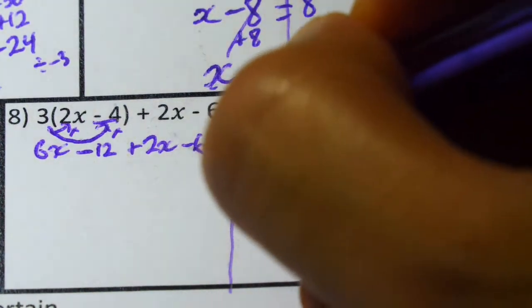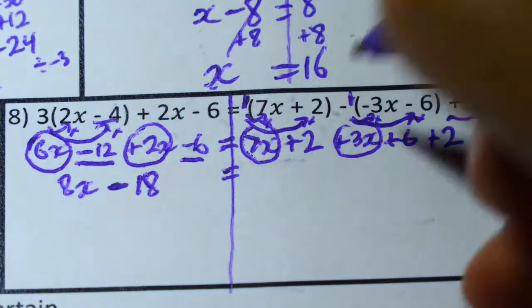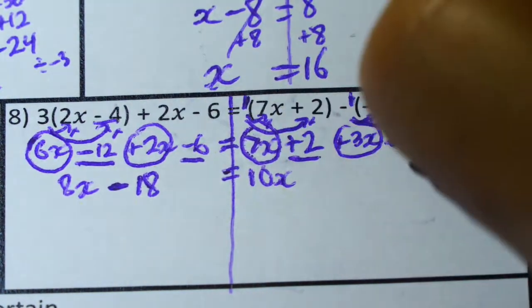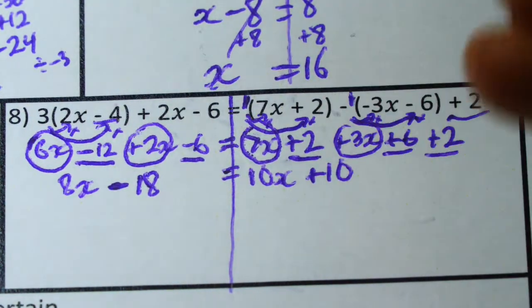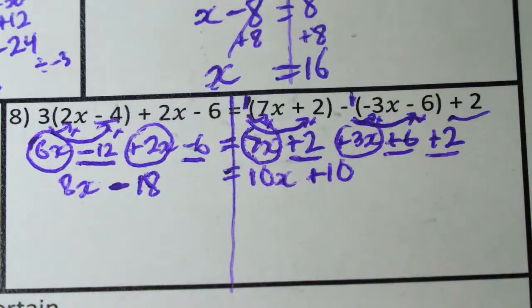Okay, now I'm going to simplify it. On this side we have 6x and plus 2x. That makes 8x. For the numbers we have minus 12 and minus 6 is minus 18. Equals. On this side we have 7x plus 3x. That's 10x. For the numbers we have plus 2, plus 6 and plus 2. That is plus 10.